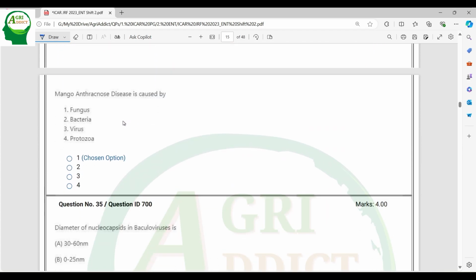Mango anthracnose disease is caused by, very easy question, a fungus, that is Colletotrichum gloeosporioides. So this is the causal organism of mango anthracnose.